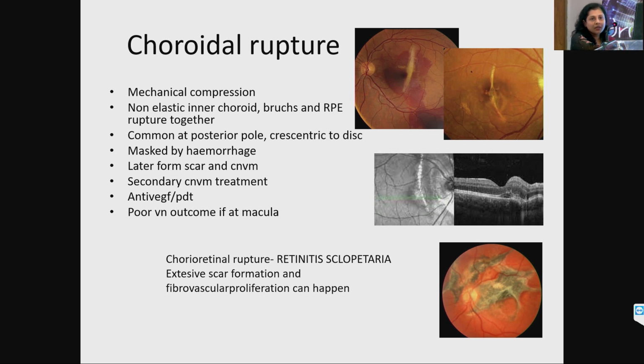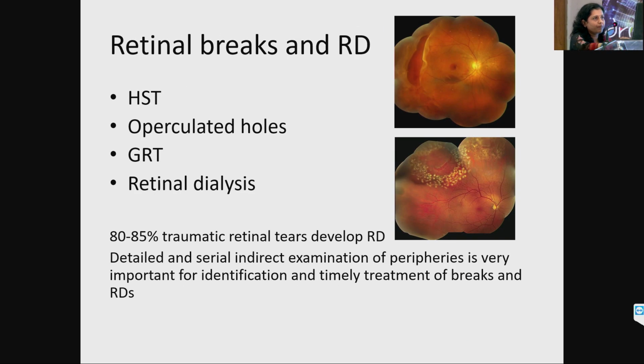But in these cases, we need a very regular follow-up because they tend to develop scars. And common sites for choroidal rupture are the macula and the peripapillary area. And carefully, we have to follow up this patient for the development of a CNVM, which should be treated accordingly. And when there is a retinal rupture along with the choroid, it is called sclopetaria. It is very known to produce fibrovascular proliferations. And identifying a retinal break is very important because 80 to 85% of the traumatic tears are known to develop RD. So serial indirect ophthalmoscopy has to be done.